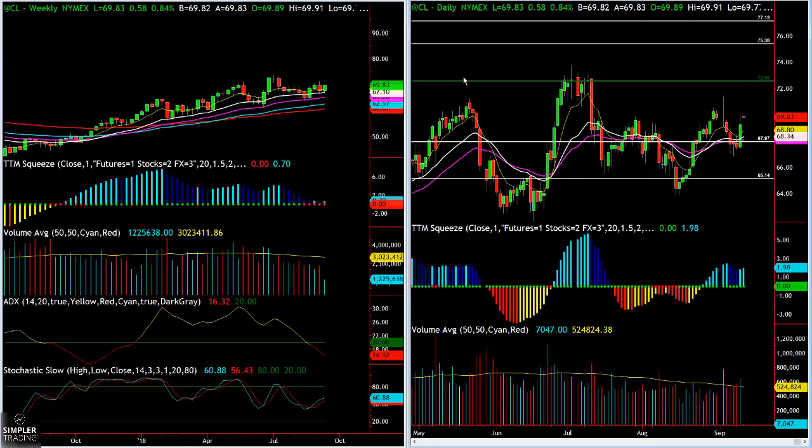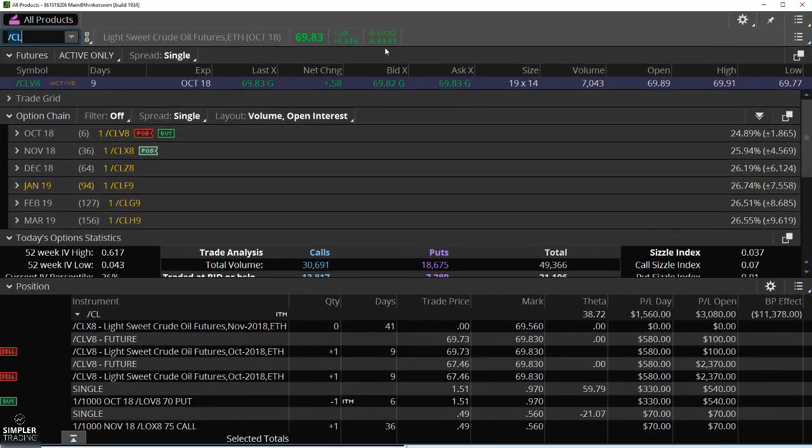So crude oil is a trade I'm in right now, and we've constructed this trade a couple different ways. We're long the futures contract itself at two different levels, from 69.73 and 67.46. I've also shorted the $70 puts and bought some longer term out of the money calls, as I think this thing could actually have a decent pop.